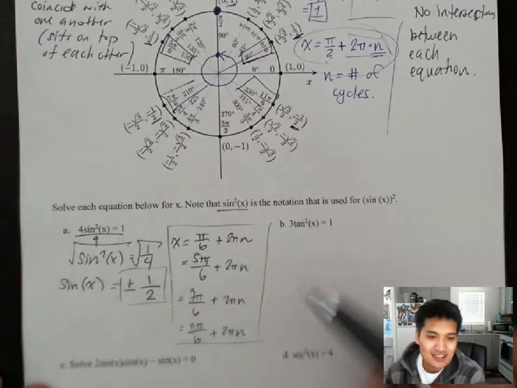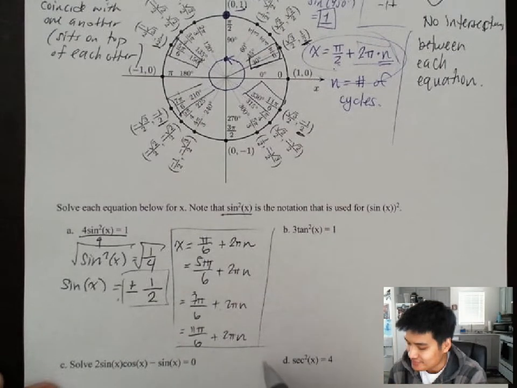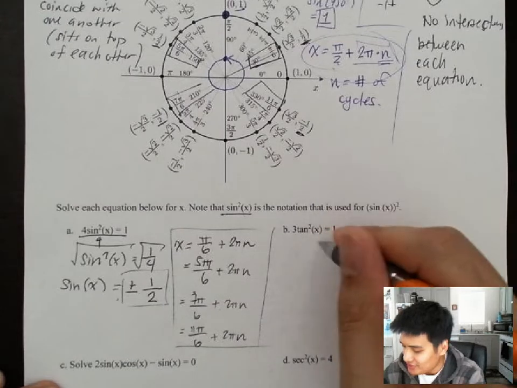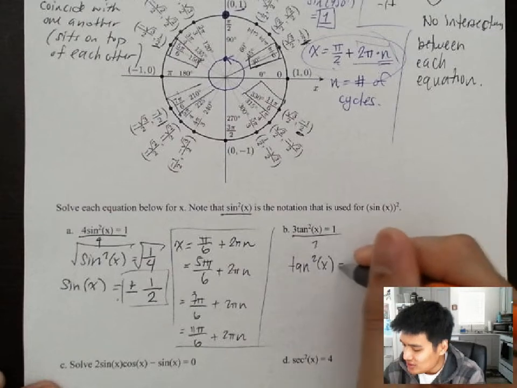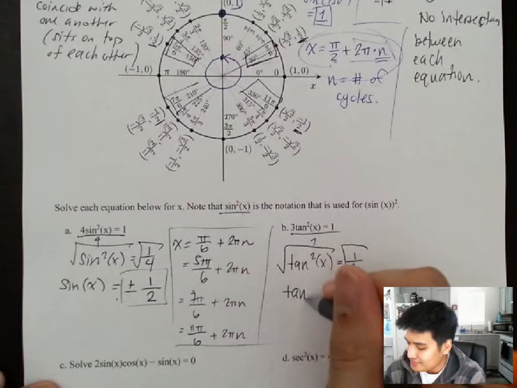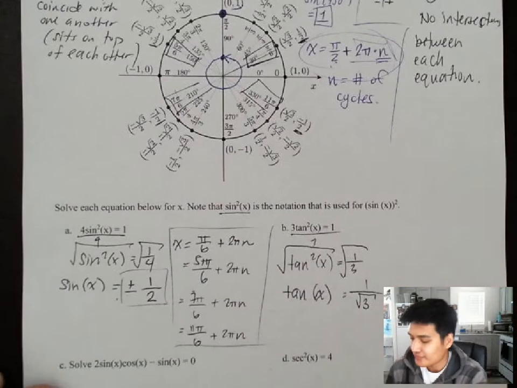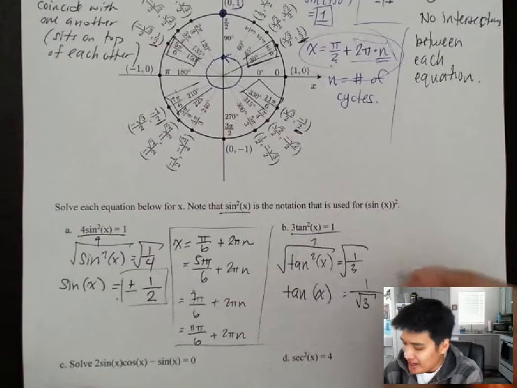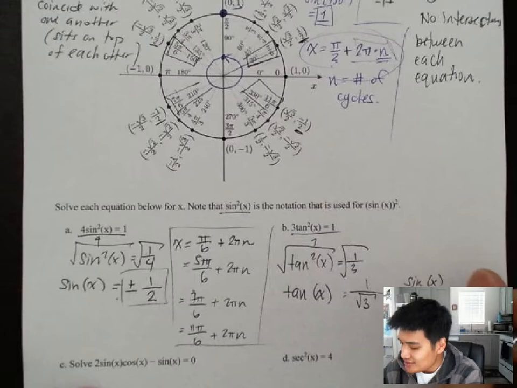Now I can do the same exact thing for tangent. So I can divide by 3. I get tangent squared x is equal to 1/3. Square root both sides, and I end up getting plus or minus 1 over root 3. Something to remember is that tangent is just sine x over cosine x.